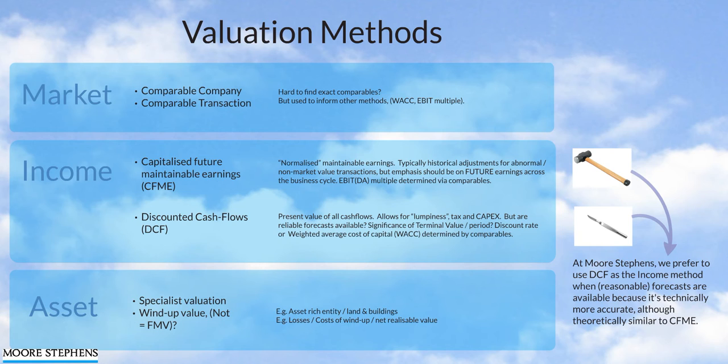The income methods are a multiple of future maintainable earnings or a DCF-based approach. In some respects they are similar approaches, with the emphasis on future, normalised, maintainable earnings. But a DCF approach can provide greater precision by allowing for lumpiness in cash flows, tax and capex payments. Asset-based approaches are usually used for asset-rich entities or where there is unlikely to be any goodwill.